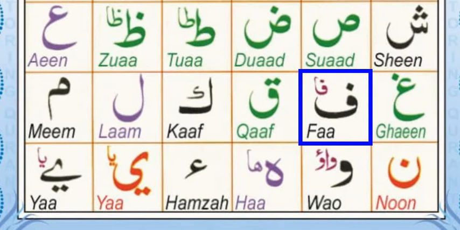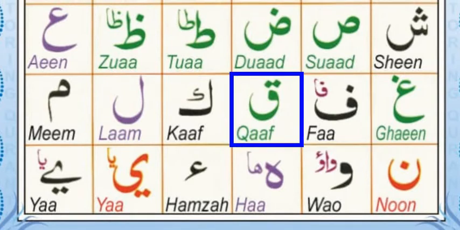Our next letter is Fa. Please remember, Fa has one dot at the top and it makes F sound. Now please repeat after me. Fa, Fa, Fa.